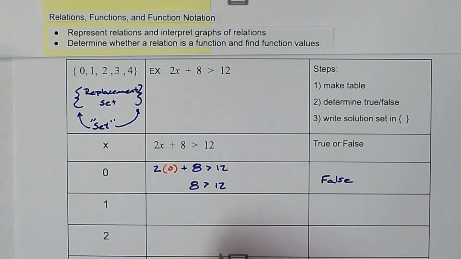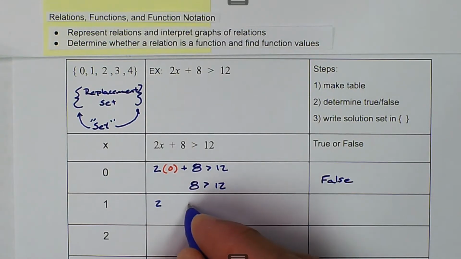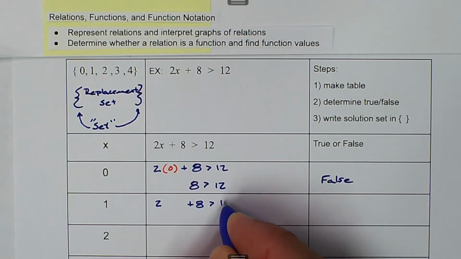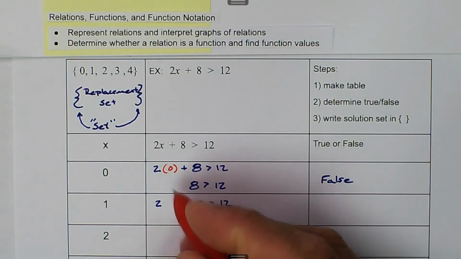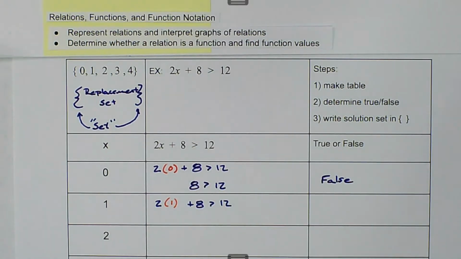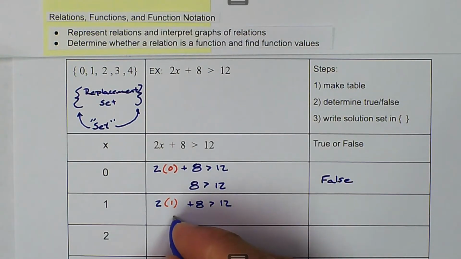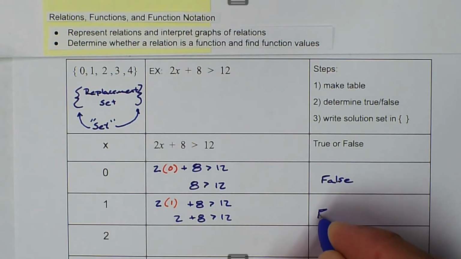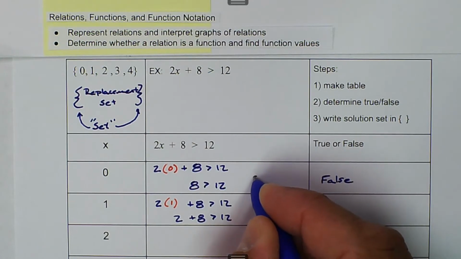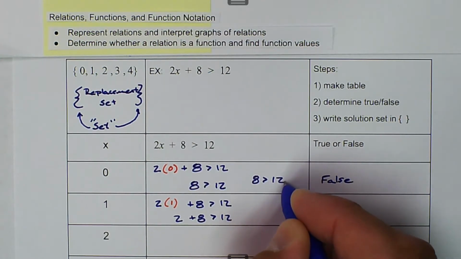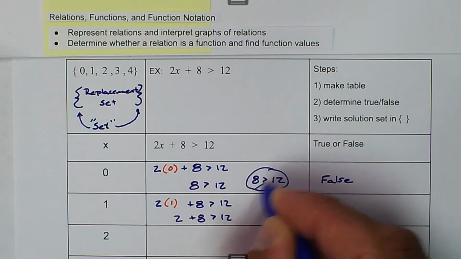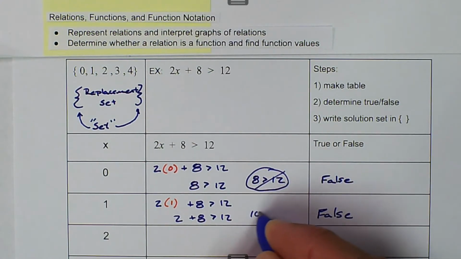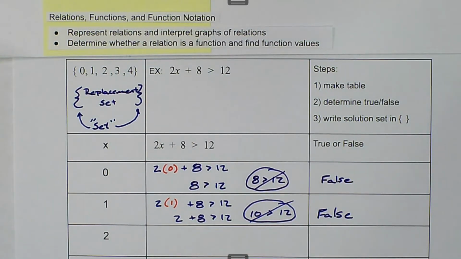The next one we come to is 1. So we have 2x plus 8 is greater than 12. So here we have 1. So 2 times 1 is 2 plus 8. Is that greater than 12? That is false. For this one, 10 is greater than 12. That's not true. So we'll circle and put a line through it.